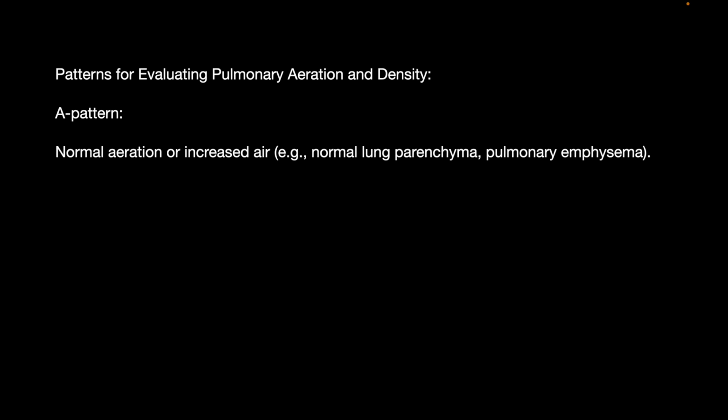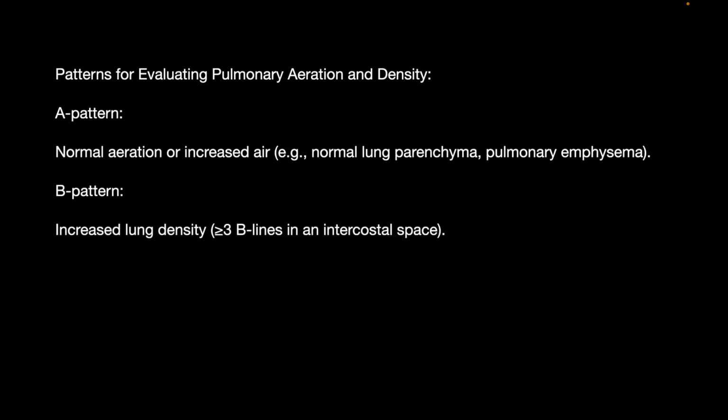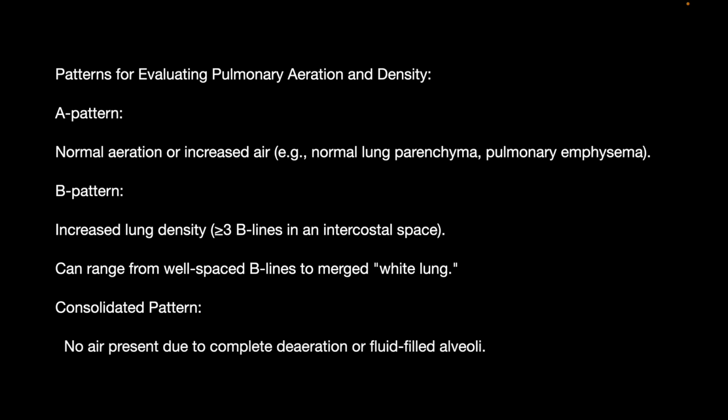So in this, you look at the pattern for the aeration and the density. First you look for the A pattern, whether normal aeration is present or not. Then the B pattern, which indicates that there is some fluid, and it can range from well-spaced B lines to merged, almost what we can call the white lung. Then the consolidation pattern, where you can find a very thick tissue-like structure like a liver.